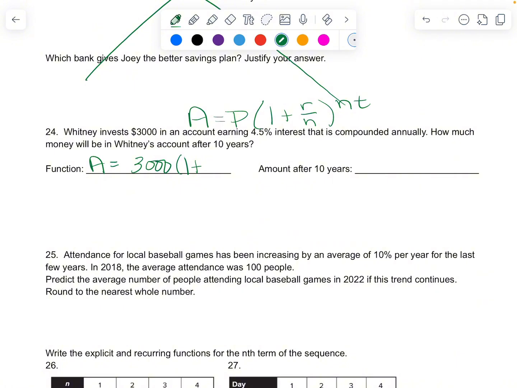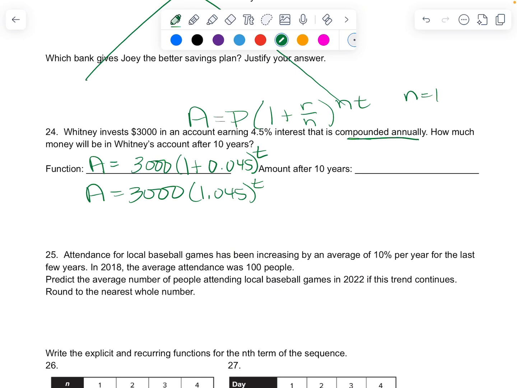1 plus. Now this says it's compounded annually. So how much does it get compounded each year? 1 time. So I'm not going to divide. My n value is 1. Anything over 1 is that same number. So I'm just going to put this. And then 1 times t is just going to be t. Now would I accept it as this right here? Of course, because it means exactly the same thing.